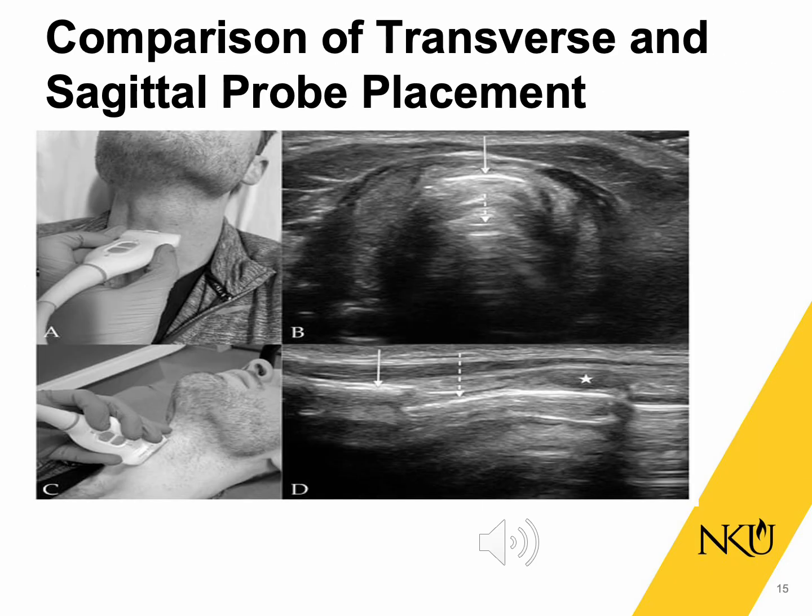The top image is the transverse probe placement. The solid arrow is pointing to the cricothyroid membrane. The bottom image is the sagittal probe placement. Let's start caudal and make our way more cephalad. The star is the cricoid cartilage, the dashed arrow is the CTM, and the solid arrow is the thyroid cartilage.